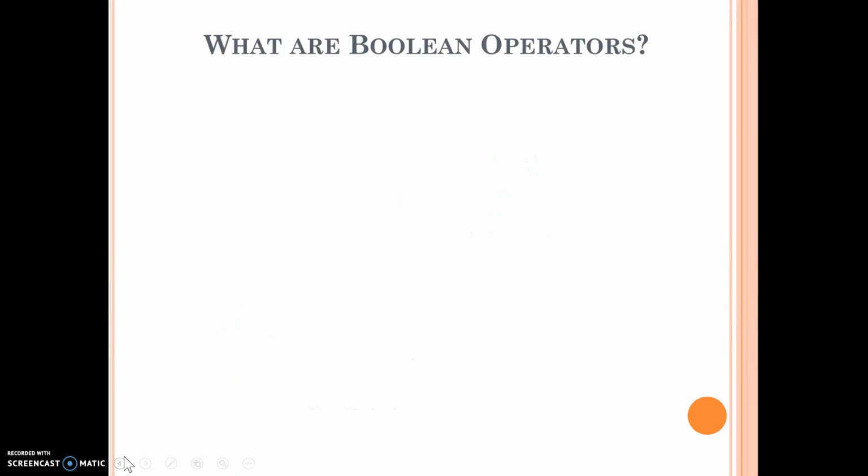What are Boolean operators? The three most common Boolean operators are AND, OR, and NOT. They are used to create a very broad or very narrow search.